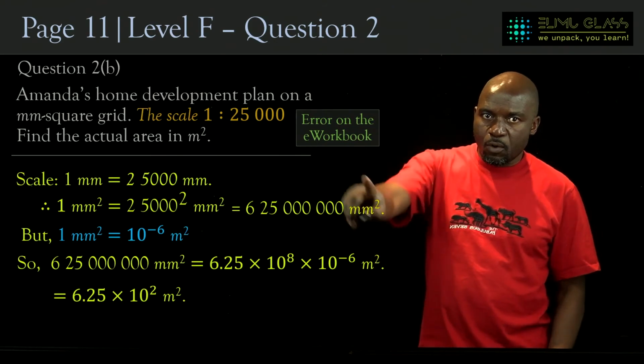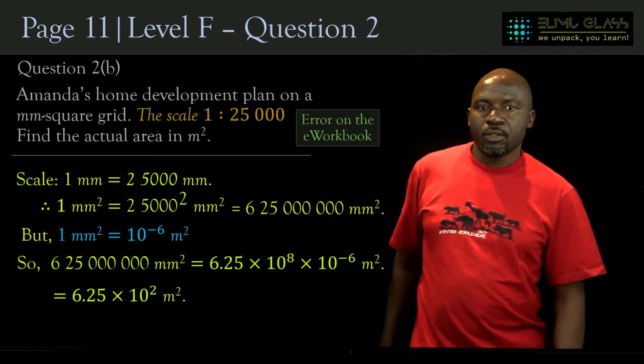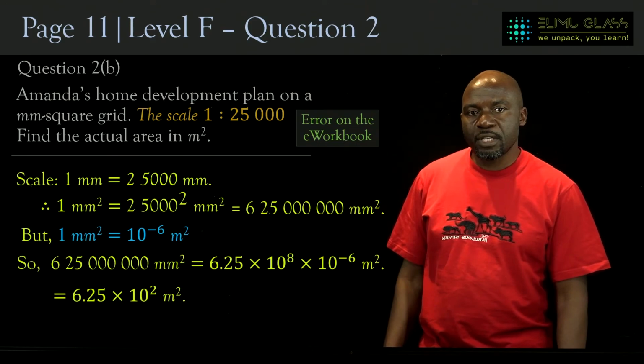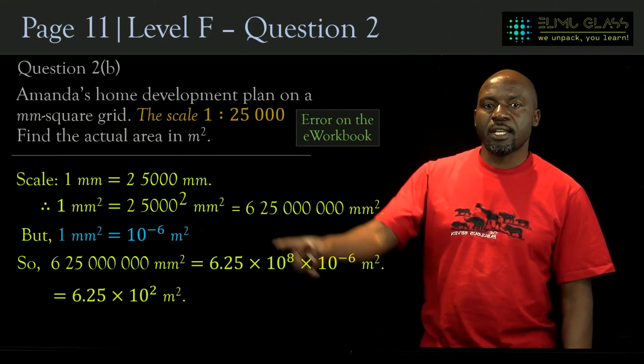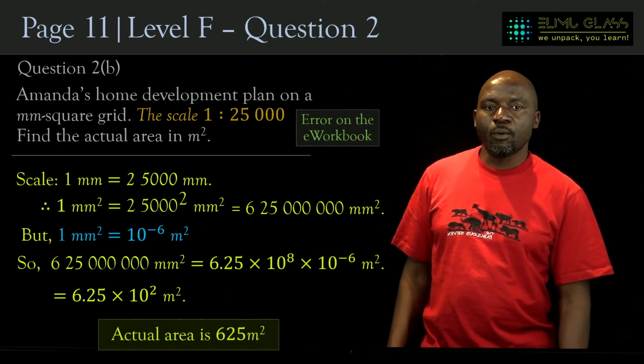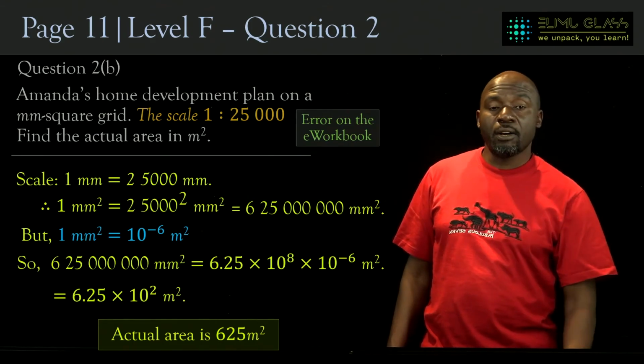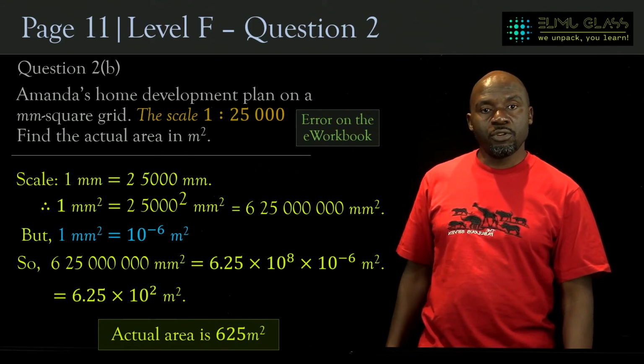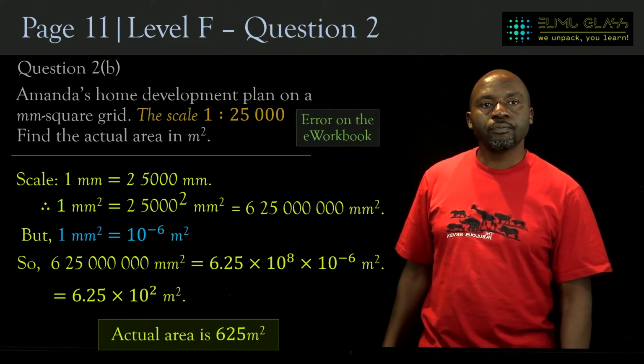So the answer was required in meters squared. You can leave it as 625 meters squared, or you can express it in scientific notation. Either way, this is the actual area on the ground that is going to be used to build the home.